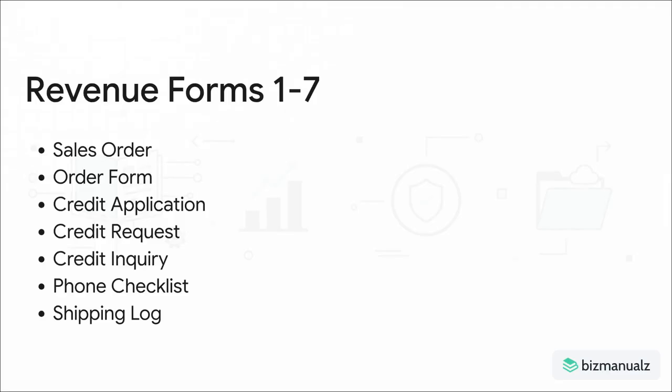A huge part of this package's immediate usability is the 13 ready-to-use forms. The first batch includes the sales order, standard order form, credit application, request for credit approval, credit inquiry, phone confirmation checklist, and a shipping log. By rolling out these standardized forms, you're guaranteeing uniform decision-making across the company. Every single employee is collecting the exact same data in the exact same way.